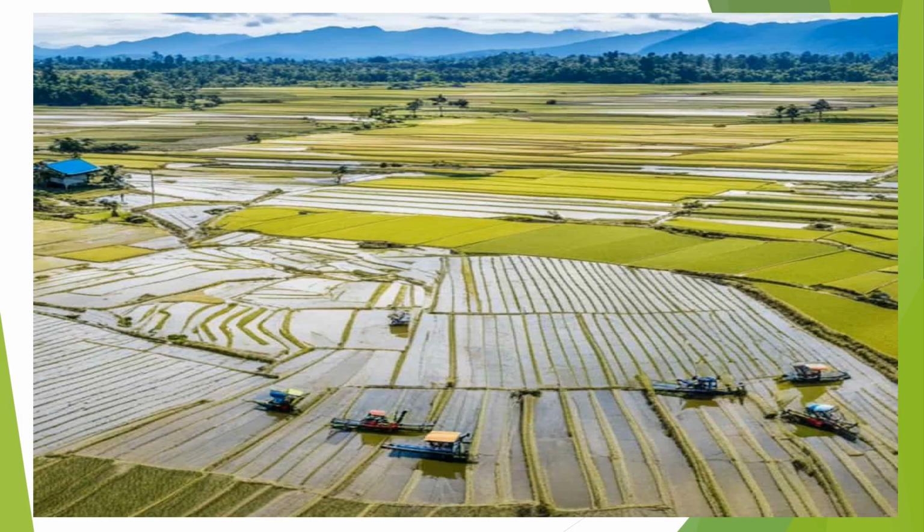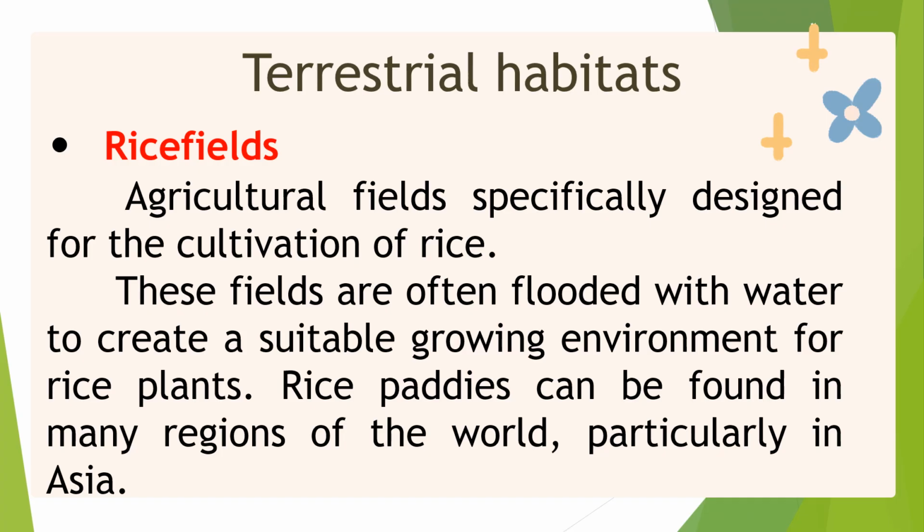Now, let's learn another important terrestrial habitat, the rice fields. A rice field is an agricultural field specifically designed for the cultivation of rice. These fields are often flooded with water to create a suitable growing environment for rice plants. Rice paddies can be found in many regions of the world, particularly in Asia.